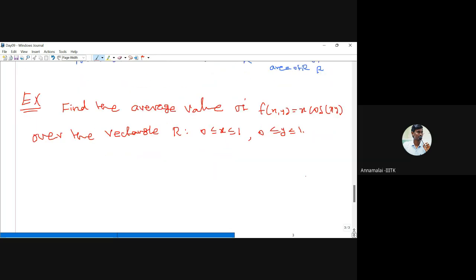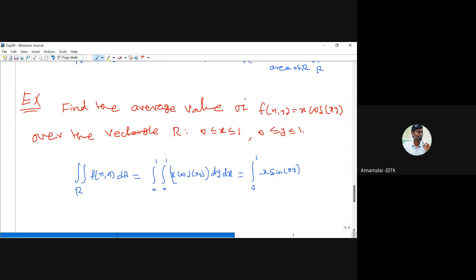So we know what the area is. Otherwise you can find the double integral over R of f of x comma y dA. Both the limits are given, 0 to 1, 0 to 1. f of x comma y is x into cos xy. You have to integrate with respect to dy first and then dx. So integral 0 to 1. Here x is constant; we have to treat x as constant. What is the integration of cos? We have minus sin xy.